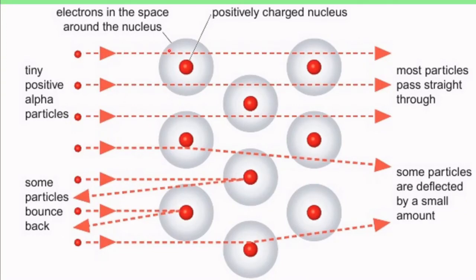Most of the alpha particles passed straight through, not colliding with any part of the atom and just coming out at the same angle that they were put in. Some were deflected by just a small amount, and very few bounced straight back. This led Rutherford to conclude that the atom was mostly empty space, because most of these alpha particles just went straight through and didn't interact with the atom at all.